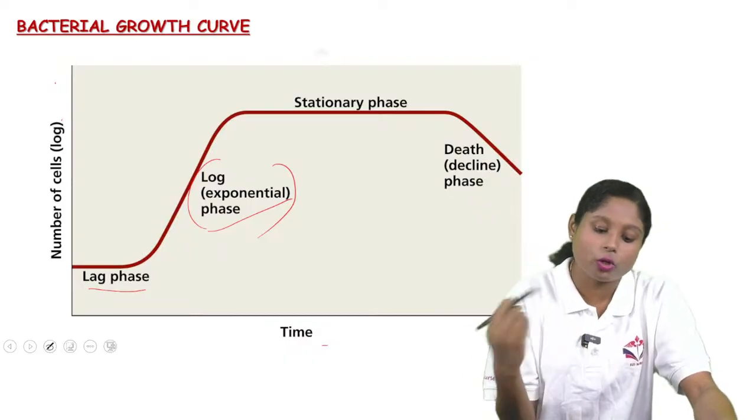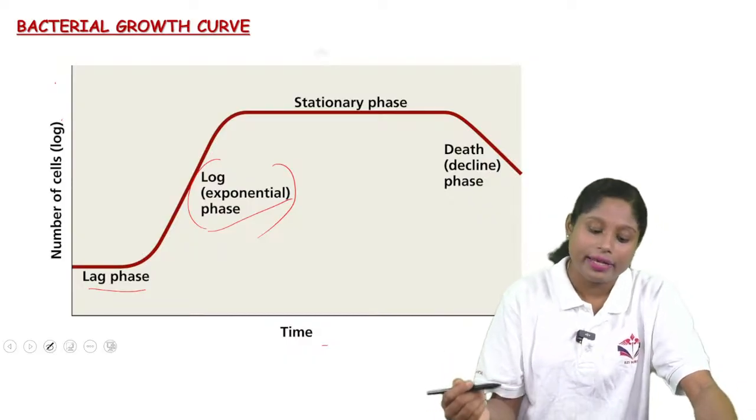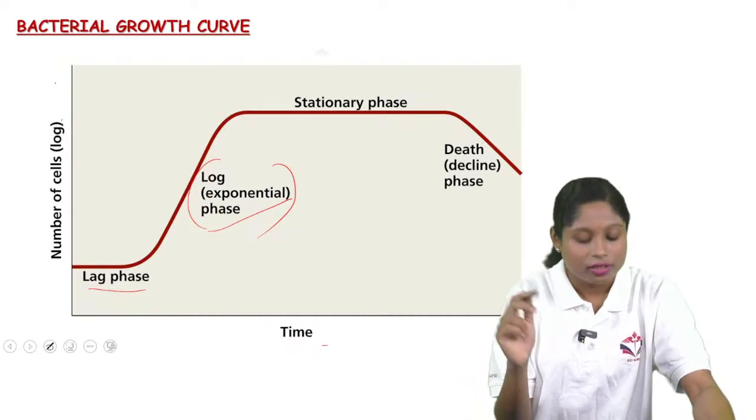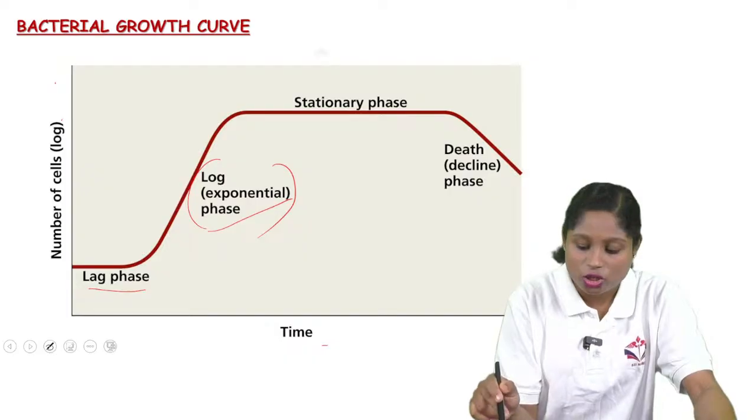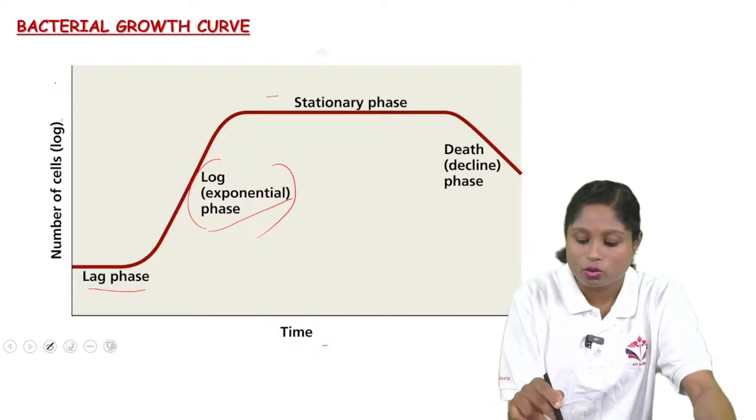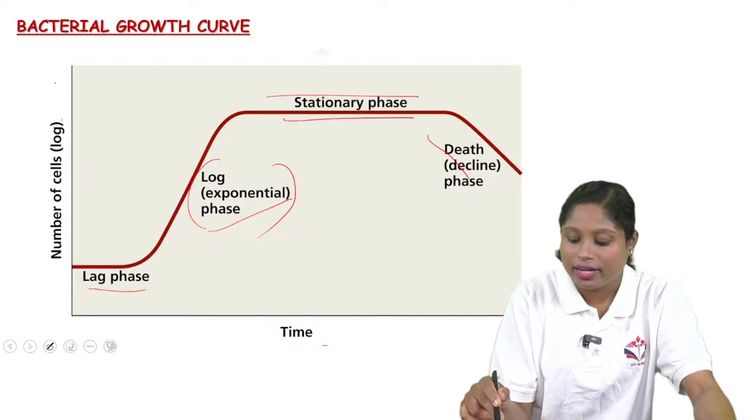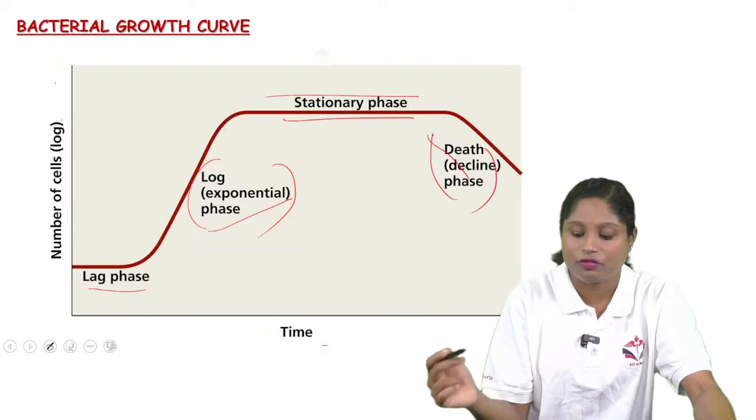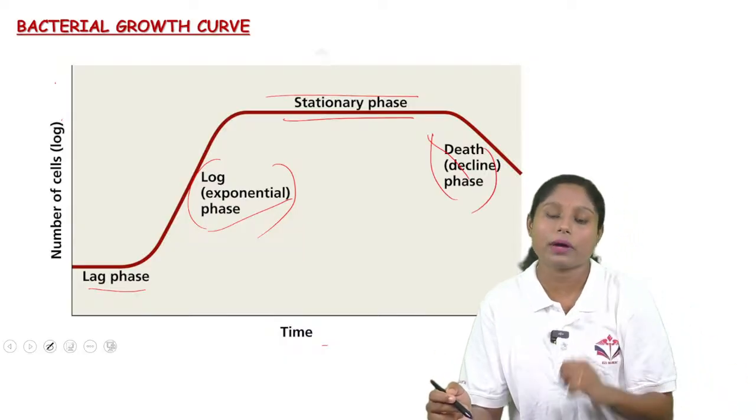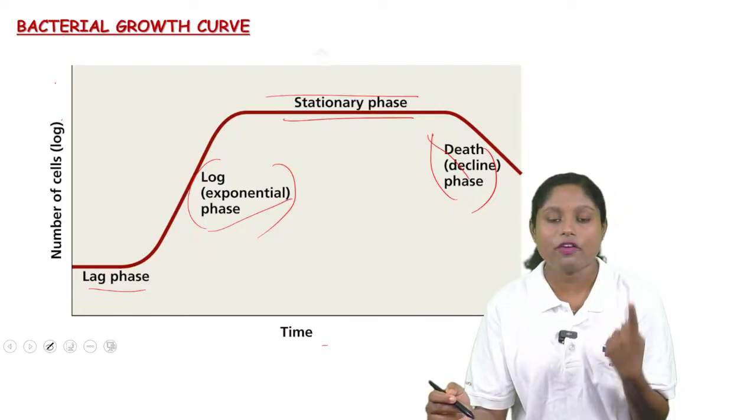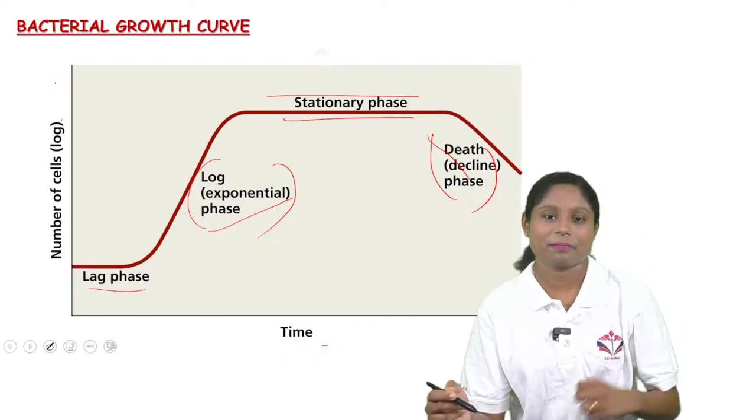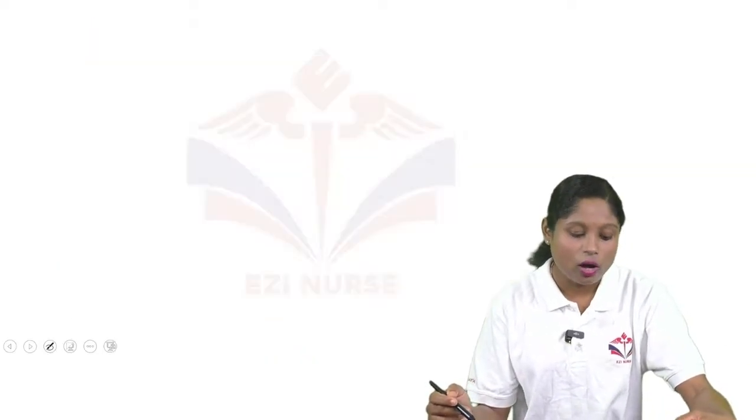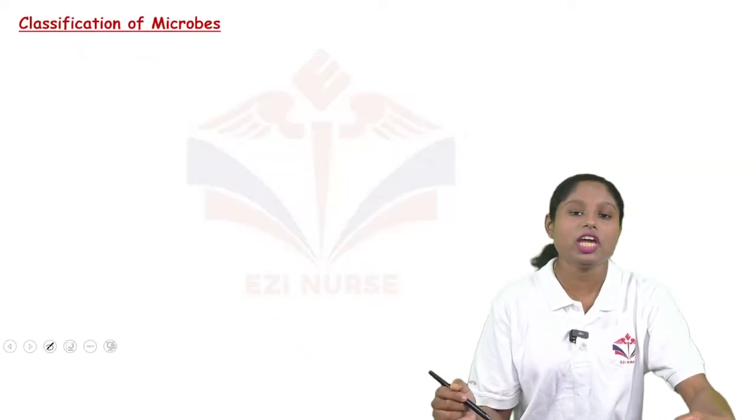If your question is to draw a neat diagram of the bacterial growth curve, then you need to do this. Number of cells, lag phase, log phase, stationary phase. So this is the stationary phase, and a decline in the phase, that is the death phase. So these are the 4 phases of a bacterial growth curve: lag phase, log phase, stationary phase and death or decline phase. Clear about the points? So now let's move on to the classification of microbes.